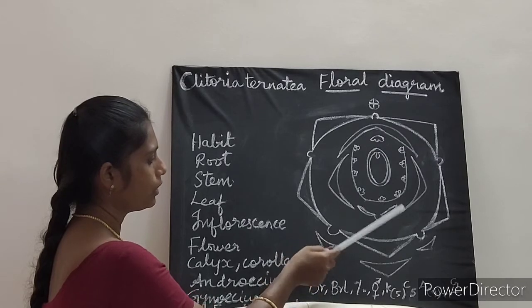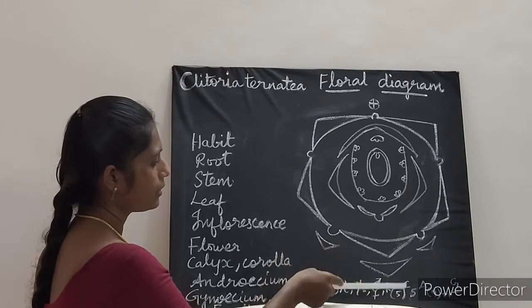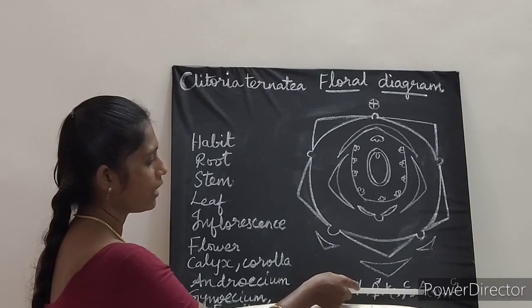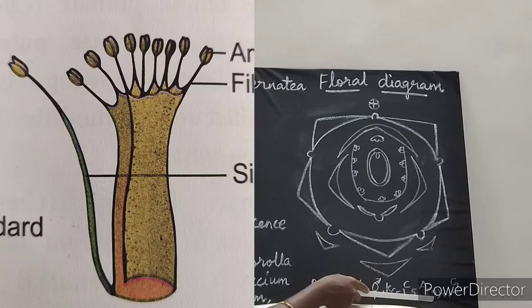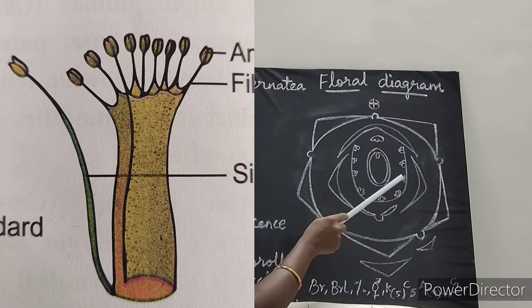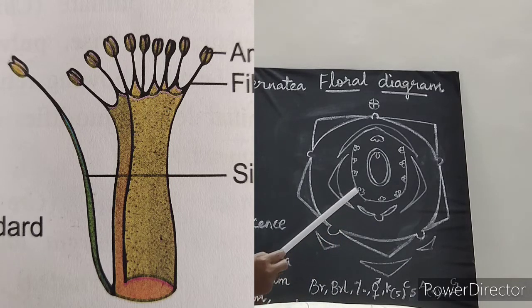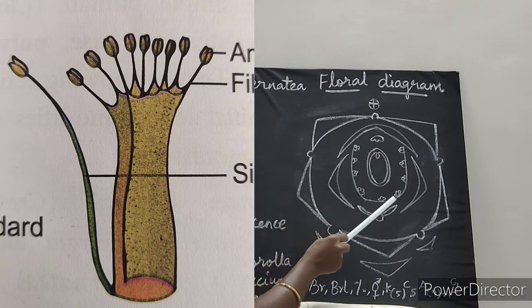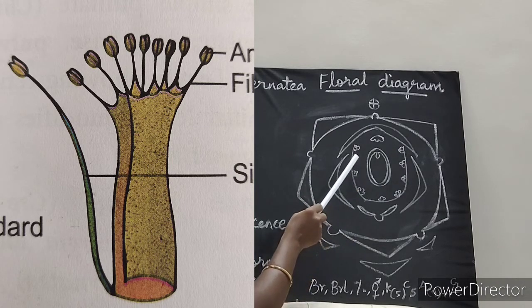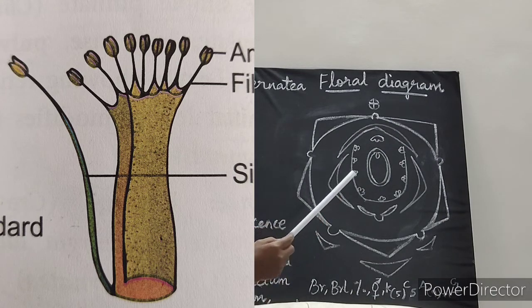So one standard petal, 2 wing petals on the lateral side, and below that in the anterior position 2 keel petals. So it is represented as C5, corolla 5. Then androecium, 9 plus 1. 9 is in the bracket. Why? Because here the androecium is diadelphous, is it not? There are 2 bundles. One has 9 stamens, and one is free.